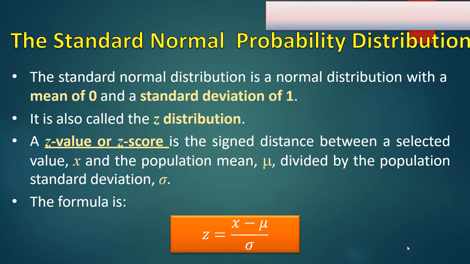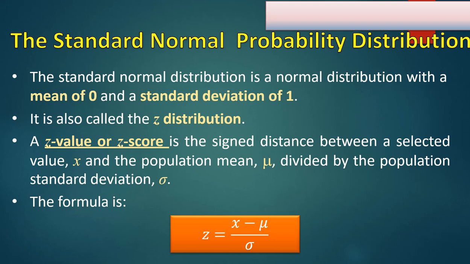So here is an explanation about how to compute the normal distribution probabilities and how to use the standard normal probability distribution tables. So we recall that the standard normal distribution is a distribution with a mean equal to 0 and standard deviation equal to 1, and we call it the z distribution. Each time we need to find the z value in order to use the standard normal distribution table.